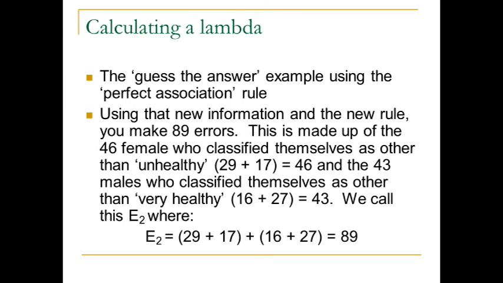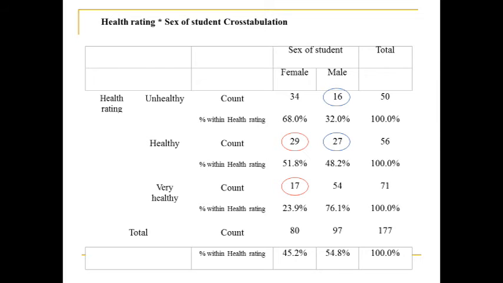Well, when you have the information about the relationship between sex and the self-rating, do you make as many errors or do you make fewer errors? And when we total it up based on this imaginary sample, instead of making 106 errors, we would make 89. This new error is called E2. And E2 is made up of the 2 observations of the women who classify themselves as anything other than unhealthy, and the 43 men who classified themselves as anything other than very healthy. Those would be our errors. So we call that E2.